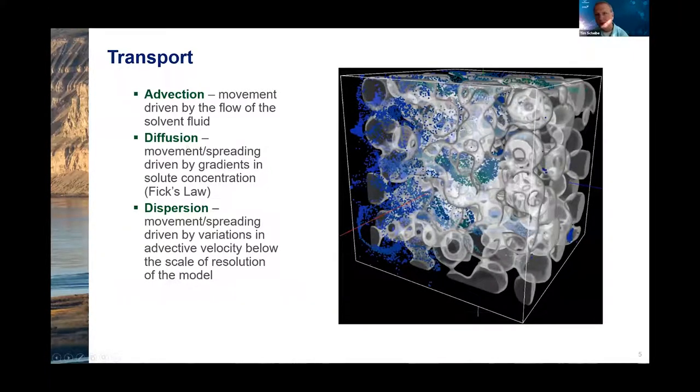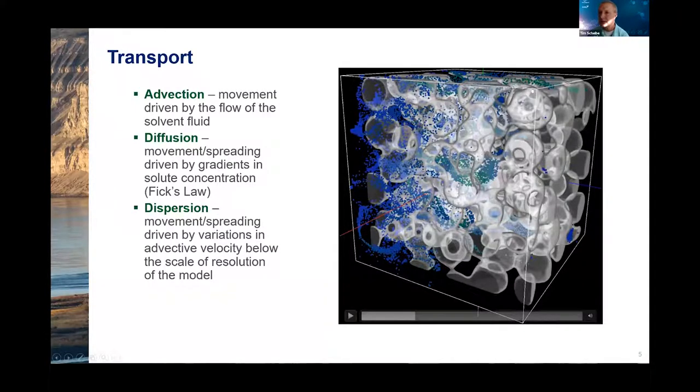In addition to advection, we can also have diffusion, molecular scale diffusion, which is movement or spreading of solutes that is driven by local gradients in solute concentration. Where the concentration is high, those solutes are going to tend to diffuse towards areas where the concentration is low. Typically that can be represented using Fick's law, which represents the rate of diffusion as a function of the concentration gradient. Now, dispersion is the third aspect that's often in our models, but dispersion is perhaps a bit of a non-physical parameter, because what dispersion really represents is apparent spreading of solutes that's driven by variations in advective velocity that are smaller than the scales that we're resolving in our model.